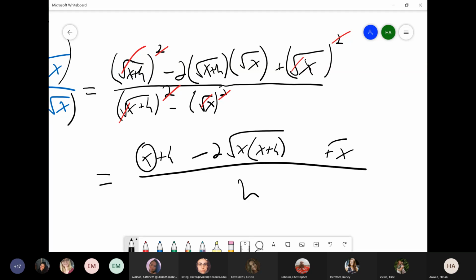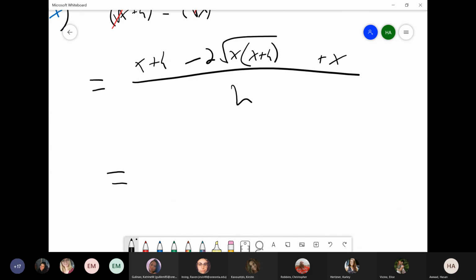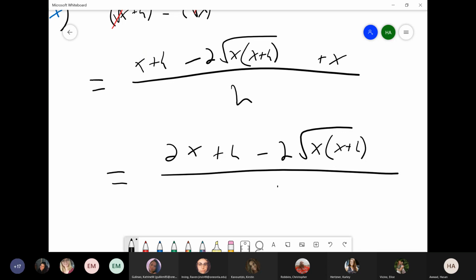There's only one last step to simplify. We have one x over here and another x over here, so we should just combine them together and see what we get. Our final answer should be 2x plus h minus 2 square root of x times x plus h, all over h. Note that there's nothing you can do here. If you distribute the x times the x plus h, you get x squared plus xh underneath the square root, but that's it. You get roadblocked. There's a wall there, so you can just leave it like that.